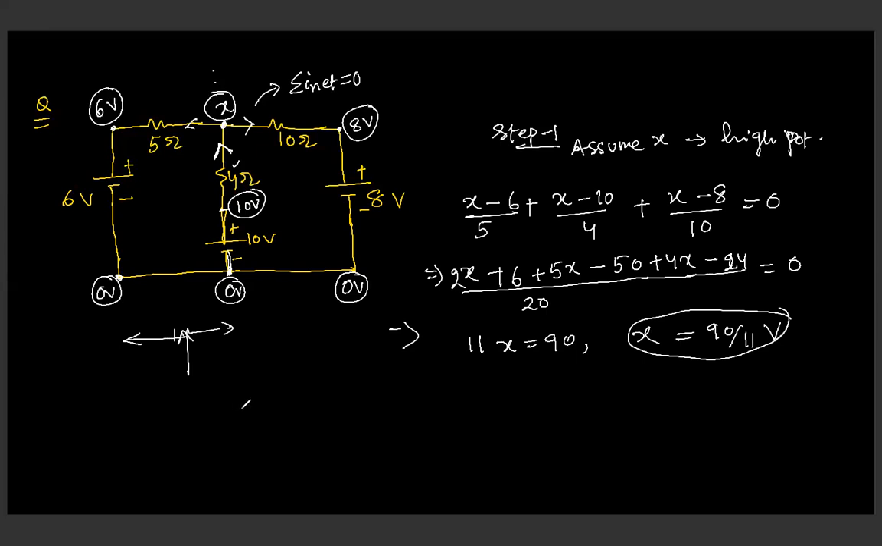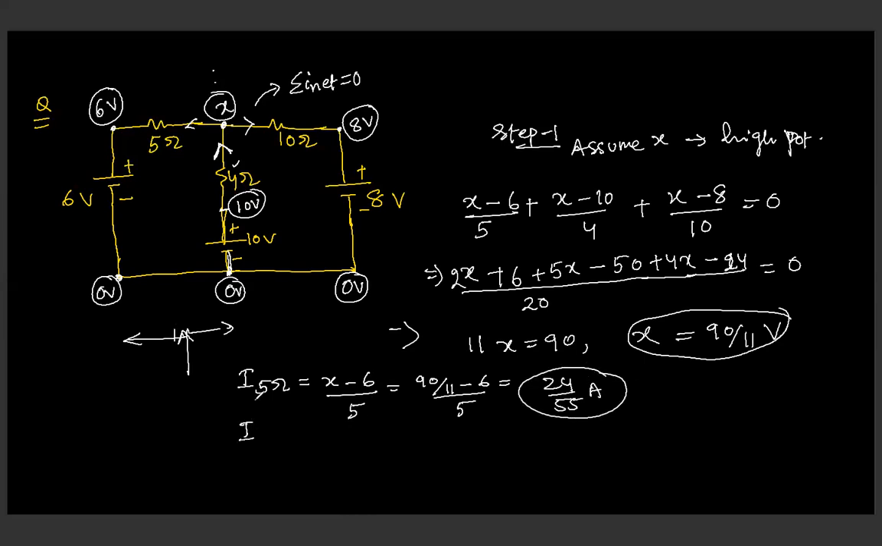Anyways, now we can find out the current in 5 ohm. I can write down the current in 5 ohm is equal to, so X is more, no? So we can write (X minus 6) divided by 5. So this is coming out to be (90 by 11 minus 6) divided by 5. And this is 24 by 55 ampere. This is 24 by 55 ampere. Similarly, I'm just writing down the values for 10 ohm. It is (X minus 8) by 10. If you put all these values, you'll be getting it as 1 by 55 ampere.